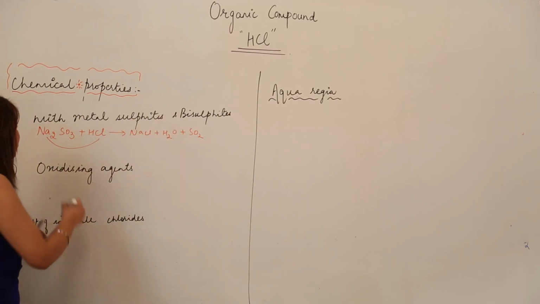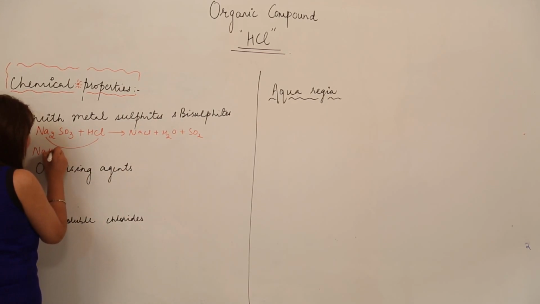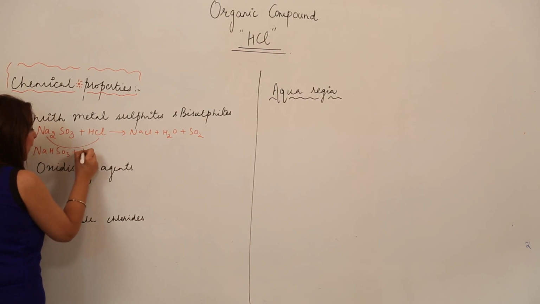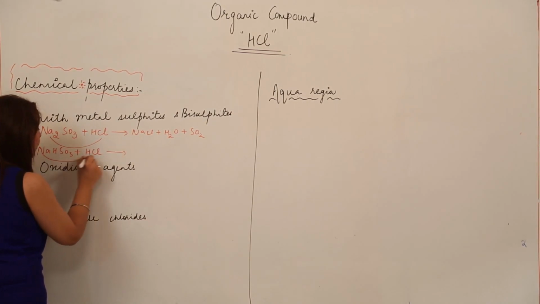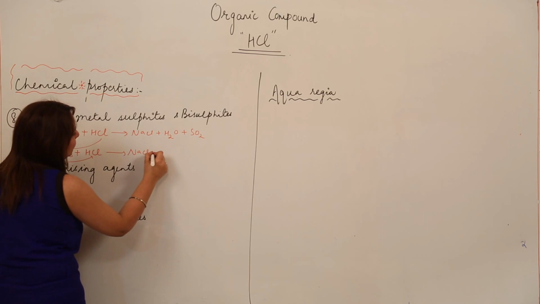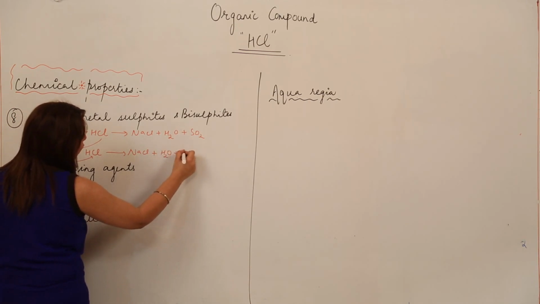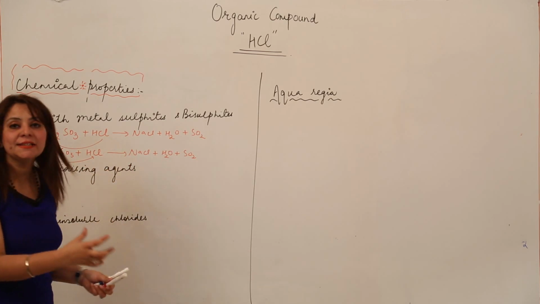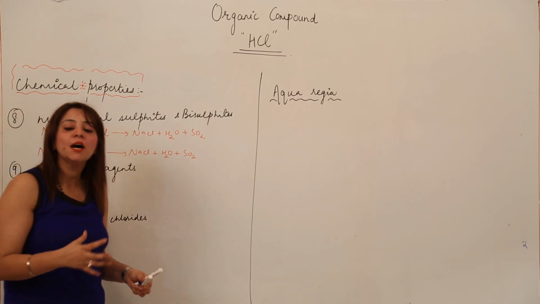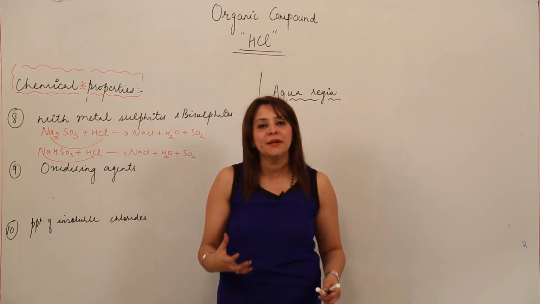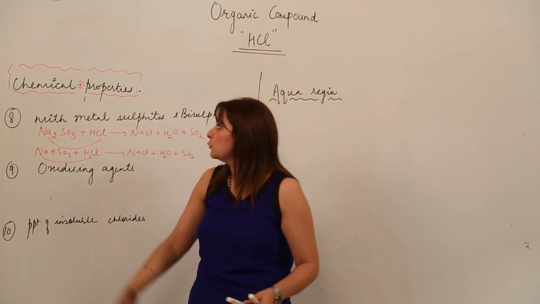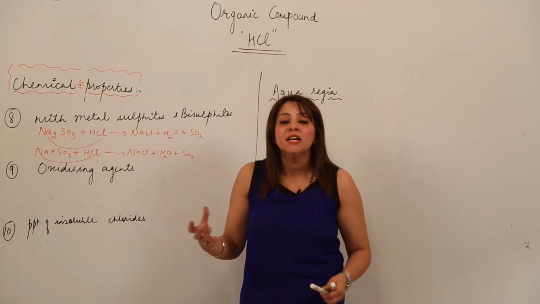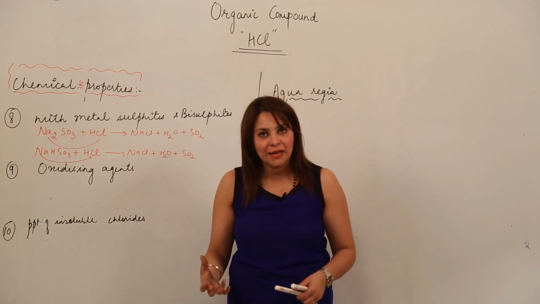Likewise it happens when we take bisulfite. Suppose I take sodium bisulfite and I react it with HCl. So again, what am I going to get? I am going to get the same products, NaCl, H2O and SO2. So this is how they react with the metal sulfides and metal bisulfides. Now you know how they react with metal carbonates, metal bicarbonates, metal sulfides and metal bisulfides. When they react, they just release the respective gases.